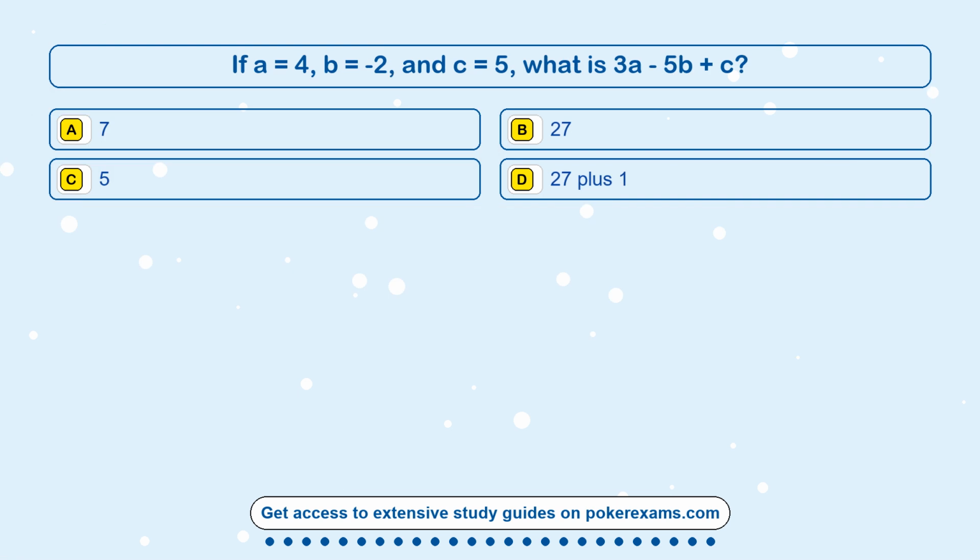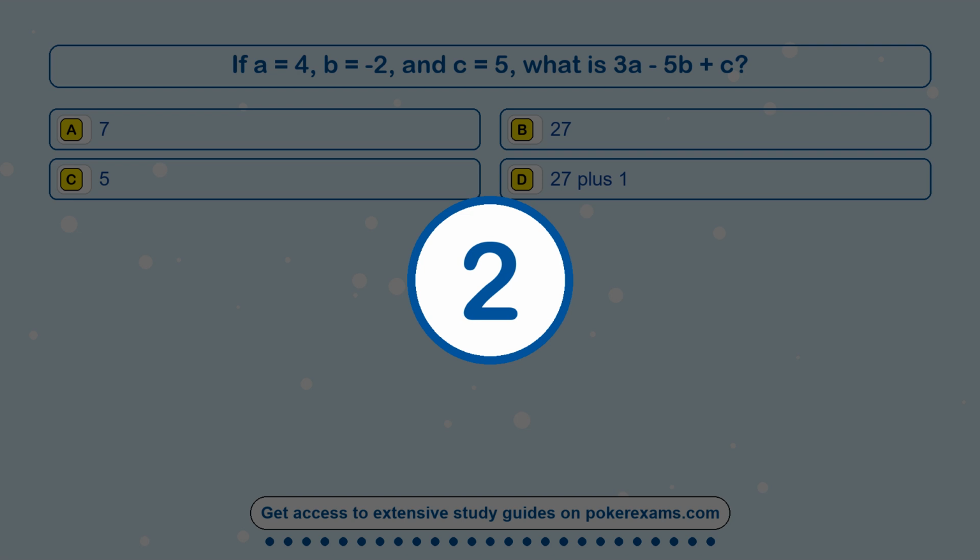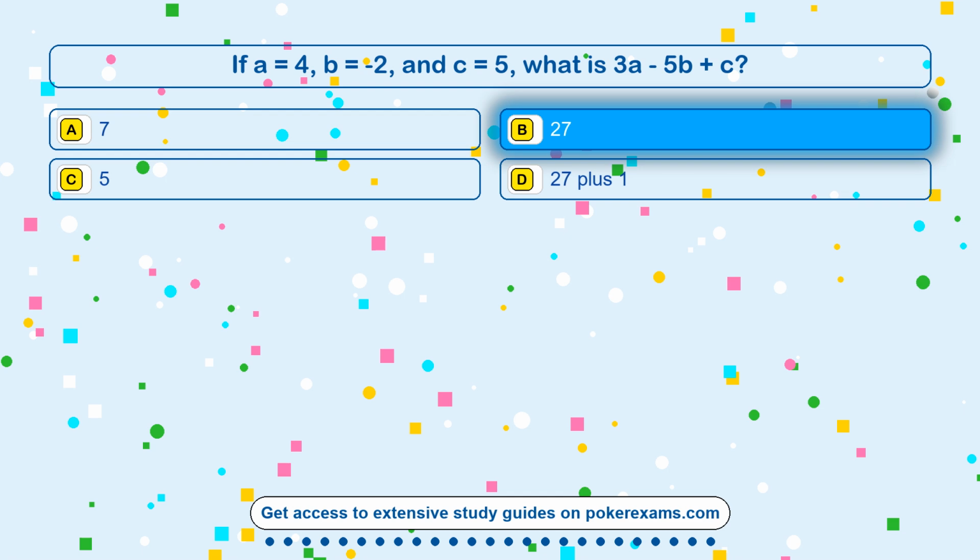Question 8. If A equals 4, B equals minus 2, and C equals 5, what is 3A minus 5B plus C? Option A, 7. Option B, 27. Option C, 5. Option D, 27 plus 1. The correct answer is option B, 27.